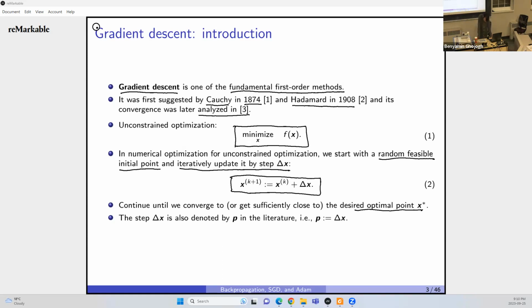Agree? This step, delta x, is also denoted by p in the literature sometimes, especially in the literature of pure optimization. They denote it by p also. So p or delta x.